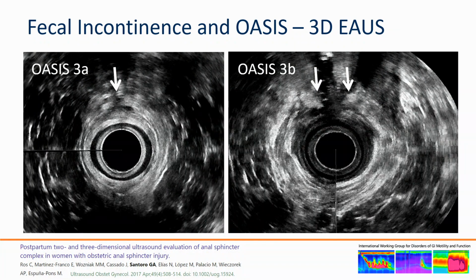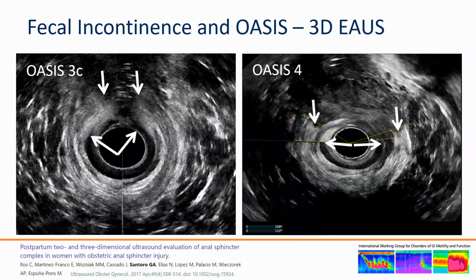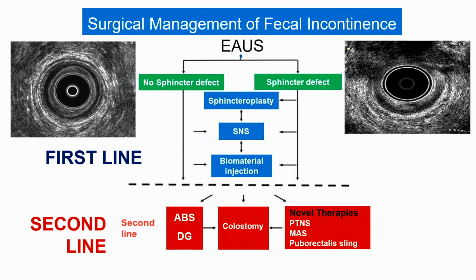OASIS 3A means a superficial damage to the external sphincter. OASIS 3B, full thickness damage to the external but not to the internal. OASIS 3C, we have damage involving both internal and external sphincter. And OASIS 4, there is a huge loss of tissue in the anterior part, also in the perineum. And using ultrasound, ICI proposed this algorithm for the surgical management of fecal incontinence, where ultrasound has a key and central role in deciding the management strategy.